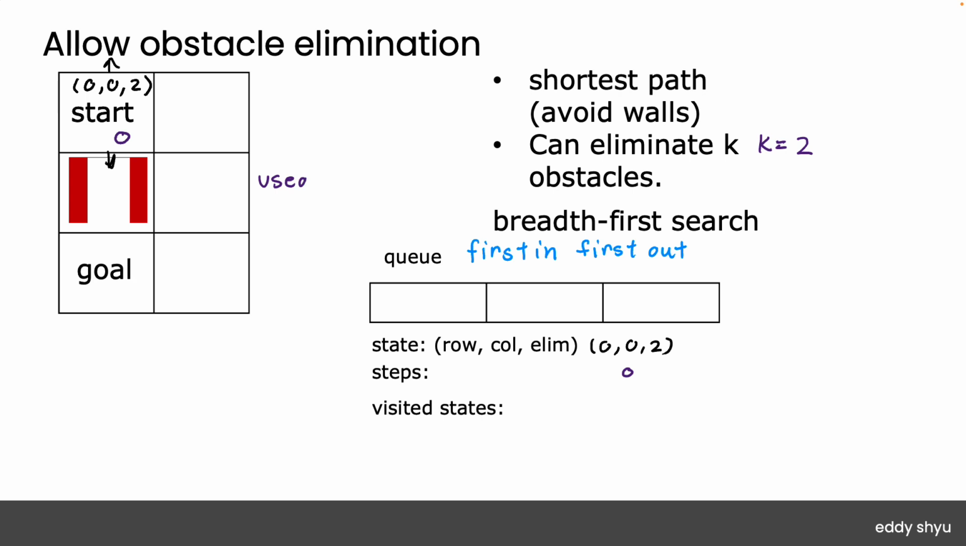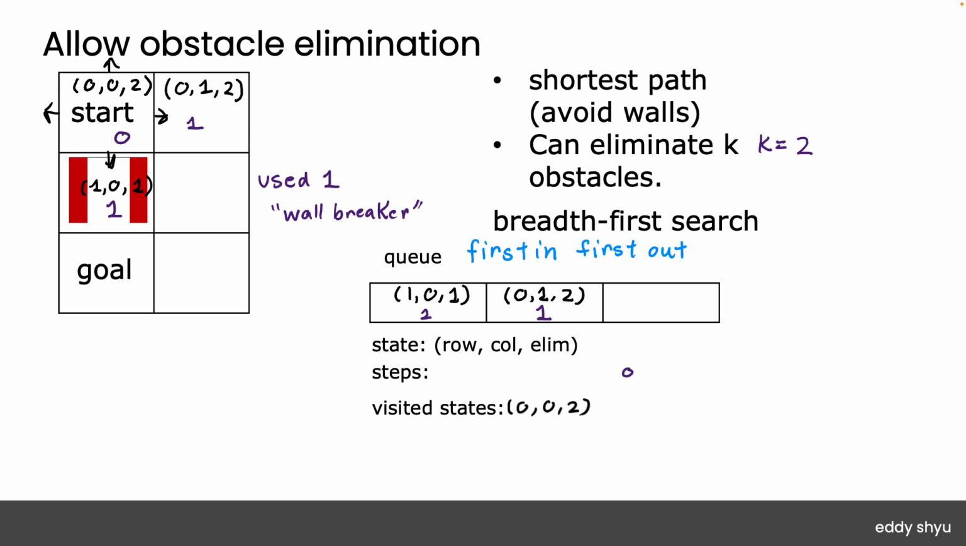So let's break that wall, and we used 1 wall breaker. So now it's row 1, column 0, and we have 1 elimination remaining because 2 minus the 1 that we used is equal to 1. Okay, and that takes 1 step. So let's put it on the queue, 1, 0, 1, and 1 step. Okay, so we can't go left, and we can actually go right. So it's row 0, column 1, 2 eliminations, and that's 1 step. So we'll add that on the queue as well.